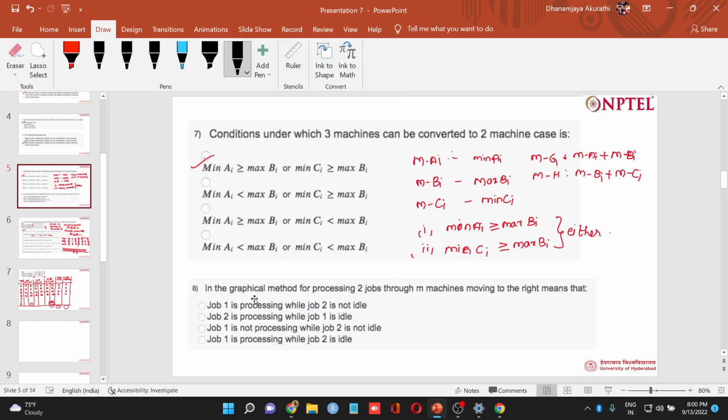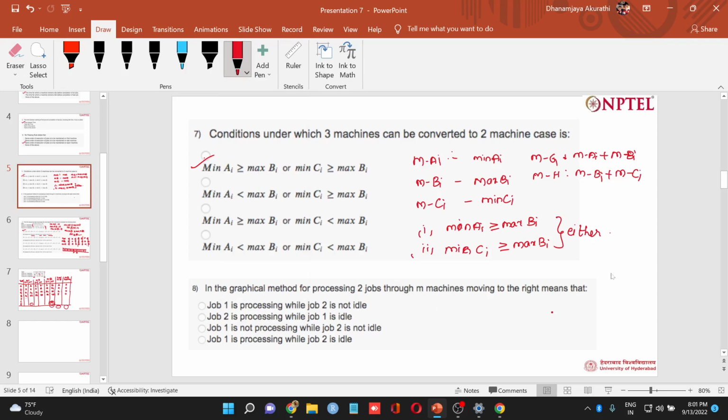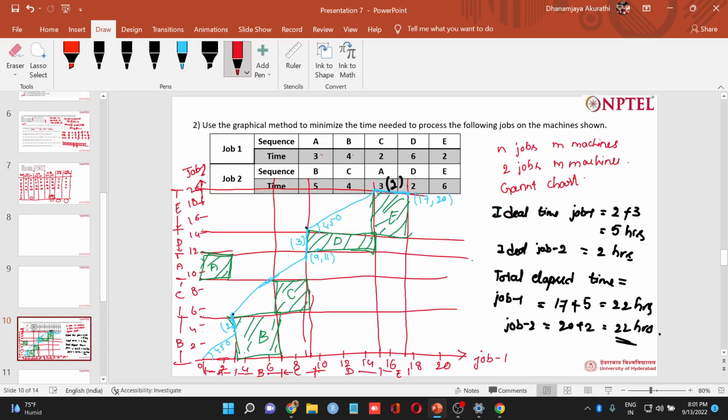So here is a question: in a graphical method for processing 2 jobs through machines, if the graph is moving to the right, that means, just now I told you, guess what it is. Ma'am, last option, ma'am. So moving to the right side means job 1 is processing, while job 2 is idle. Moving upward means job 2 is processing, job 1 is idle.